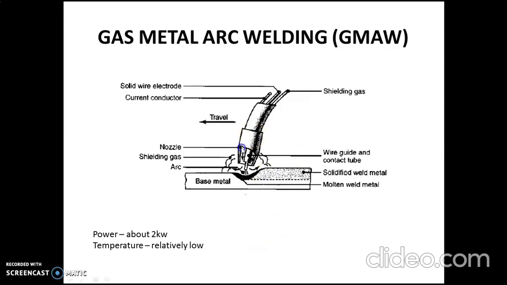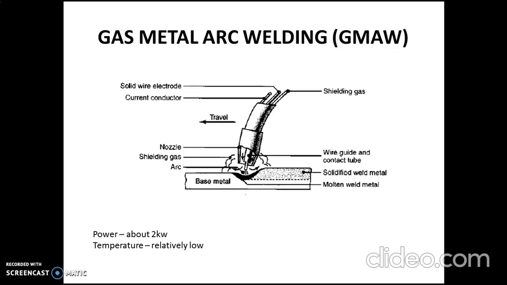Now in this diagram there is a provision through which the current conductor, solid wire electrode and shielding gas passage are provided. Here the arc is developed with the help of the solid wire electrode, and shielding gases are externally supplied to the weld zone area. The weld area is shielded by an external source of gas such as argon, helium, carbon dioxide or various gas mixtures. In addition, deoxidizers are usually present in the electrode metal itself in order to prevent oxidation of the molten metal puddle.